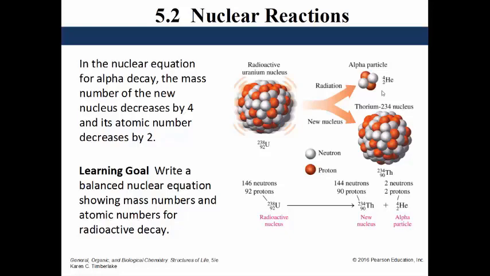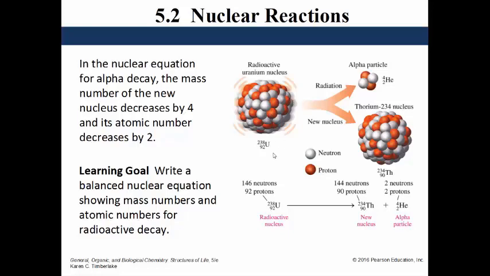Well, when you lose energy and lose mass, it doesn't just vanish. There has to be a conservation of both of those components. So what you're doing is changing the element that you started off with. The atomic mass totals don't change before or after, and the atomic number totals won't change before or after the decay. That's what this image is showing, and that goes back to the learning goal for this part of the chapter: being able to write a balanced nuclear equation showing the mass numbers and the atomic numbers for a radioactive decay.